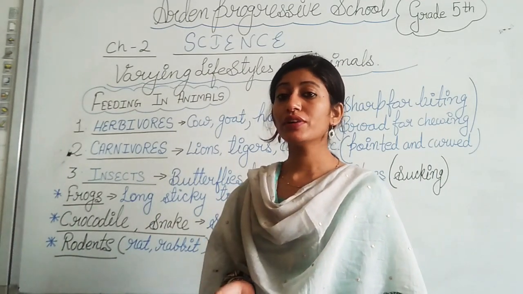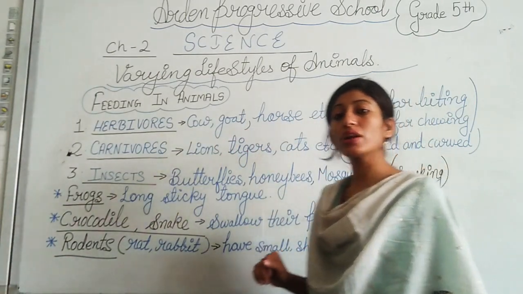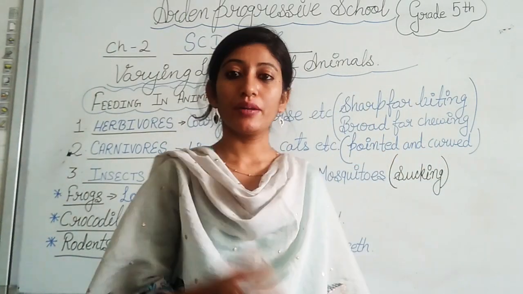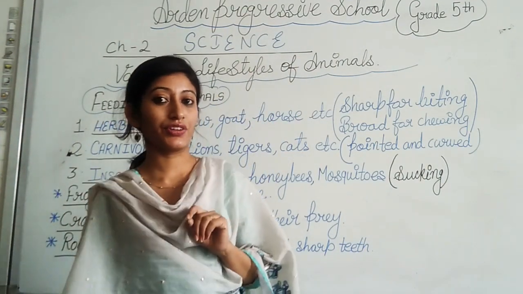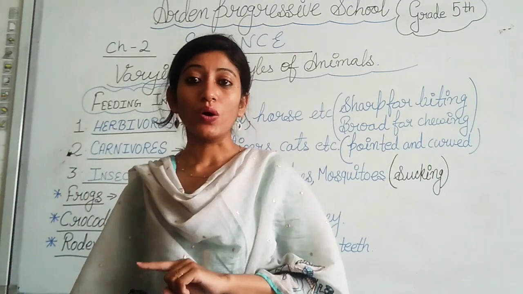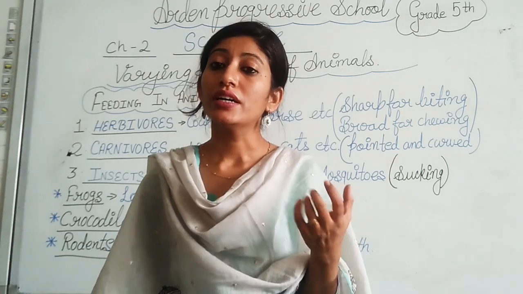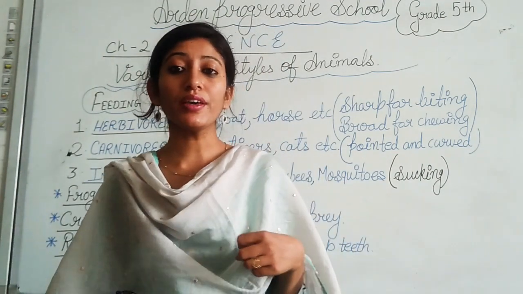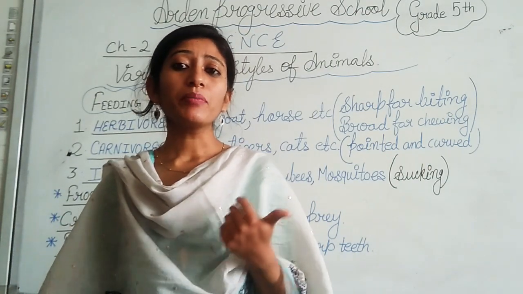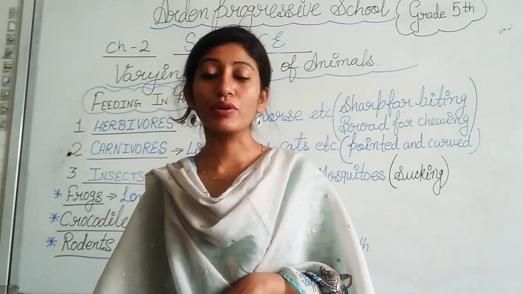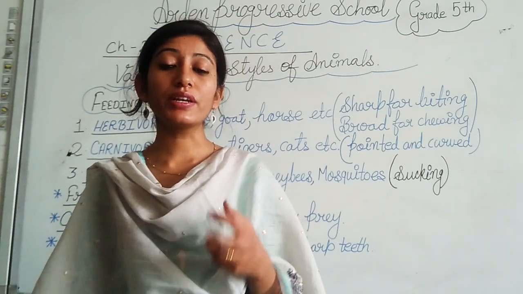And what are the examples of herbivores? You all know, like cow, goat, horse, etc. These all come under the category of herbivores. Now, as we said, herbivores are the animals that eat grass or plants. So from here, one more question arises: what type of structure of teeth do they have, because they are eating only grass and trees and plants?